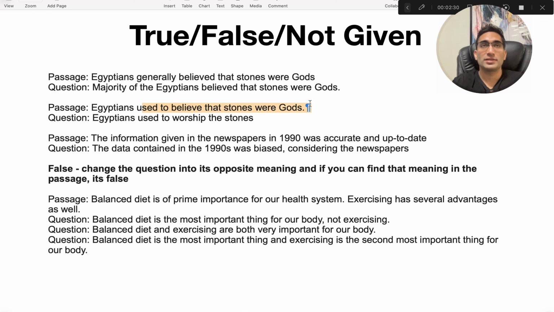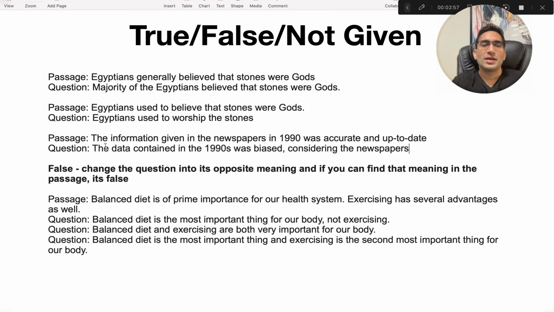The opposite is they didn't believe that stones were gods. But it doesn't say that. It just says they worshipped. It's a new piece of information. It's not the opposite. And hence, it is going to be not given because it's not the same. It's not the opposite, so it's not false. It has to be not given. If you're confused or if you need more help, also get this one. This will explain things way better.